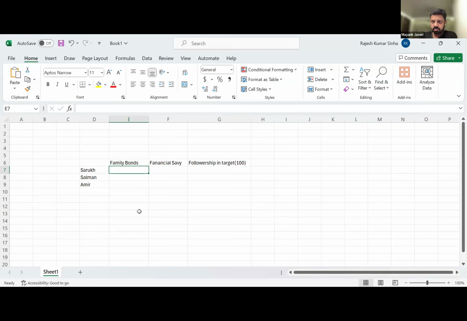8. Shahrukh, you gave 8. Salman? Salman actually 2. Not 2, 5. Personally, he's very close to his own family, his father, mother. He has hired a hero for his sister. Yeah, 7. And 6 for Amir. Sir, there must be some criteria for giving this number.